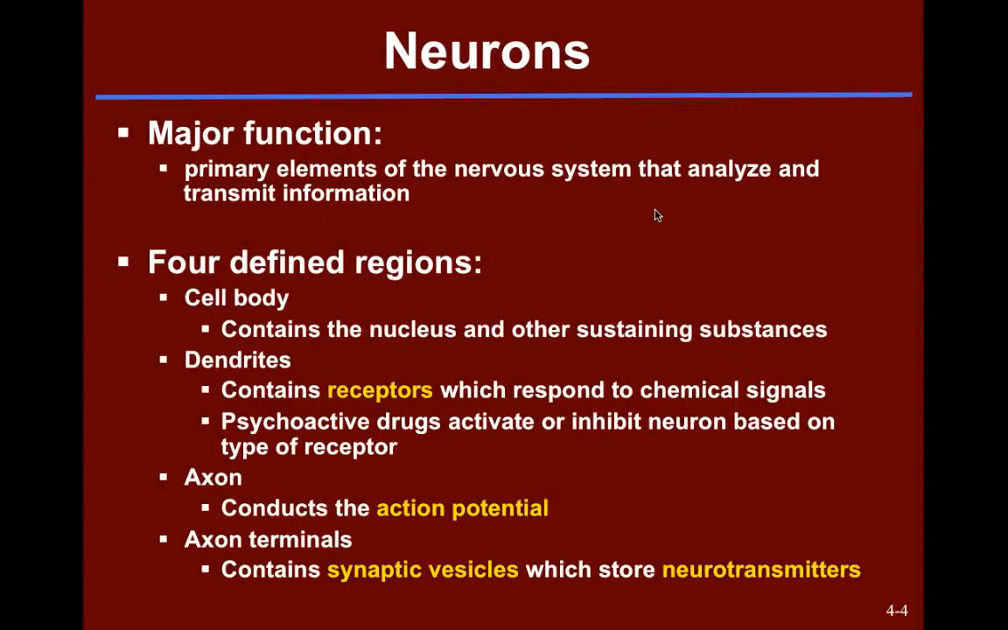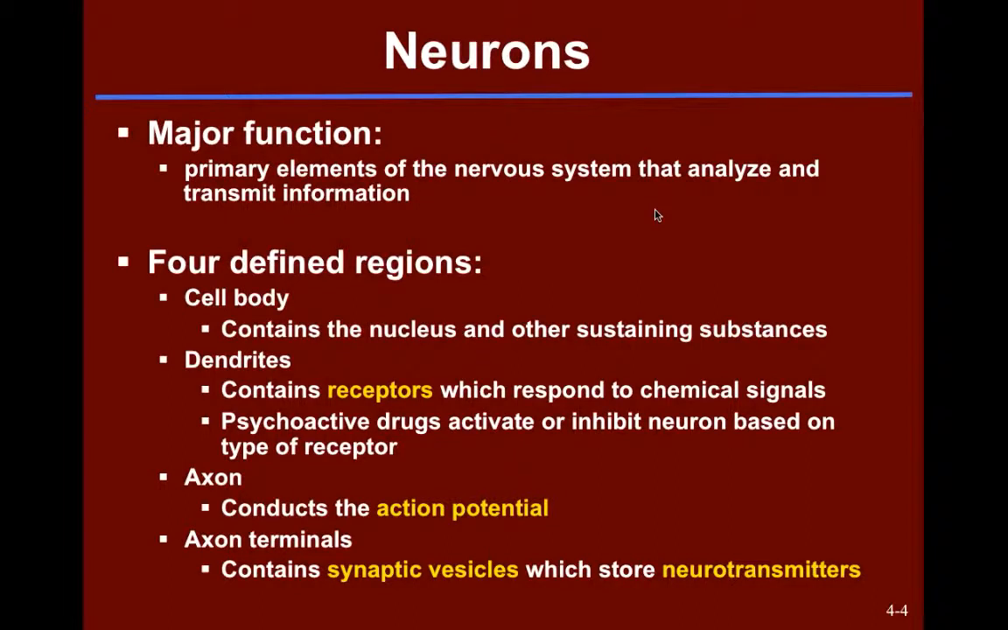So talking a little bit more about neurons. Neurons are those primary elements of the nervous system that are going to analyze and transmit information. We'll talk a lot about how that actually happens. But basically, before we begin, we're going to break those neurons down into their individual parts. And for neurons, we've got 4 defined regions that are important: the cell body, the dendrites, the axon, and the axon terminal. So the cell body, pretty self-explanatory. We'll see an image in just a moment.